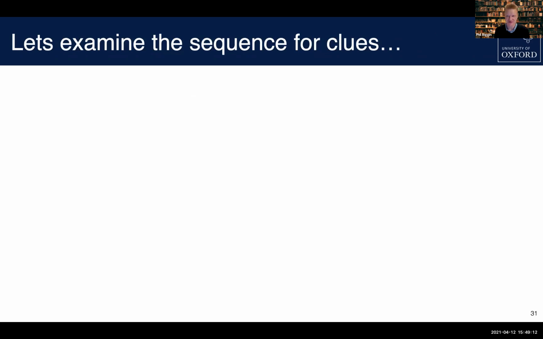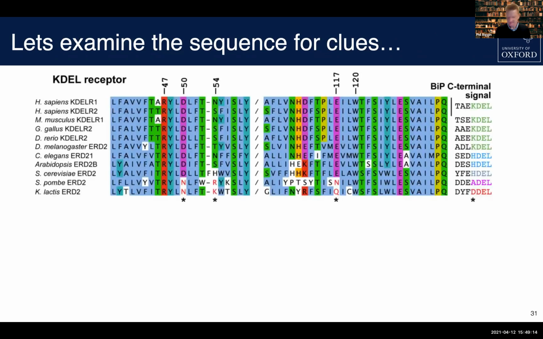So what you can do is what all biologists tend to do, which is go and look at sequences for clues. That's what we did. You look at the KDEL receptor sequences, and here are all the classic ones. There are actually 3 different KDEL receptors in humans, but they're all pretty similar. So we're looking at a few classic ones here: mouse, chicken, fly, and so on.